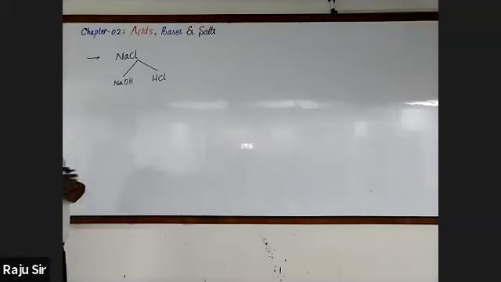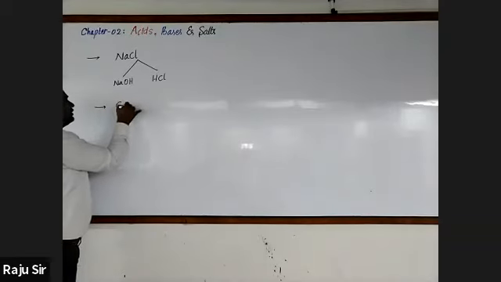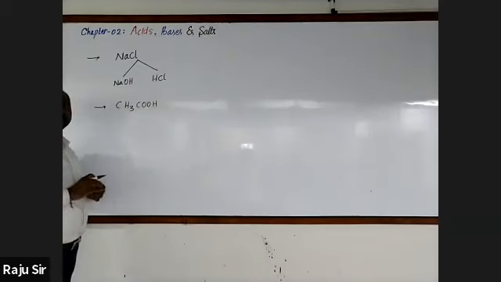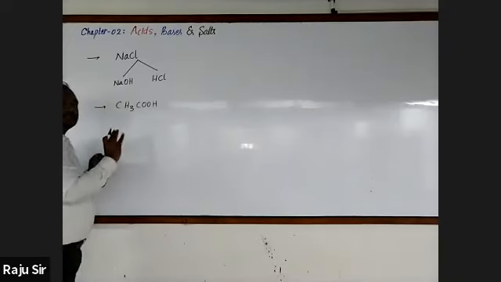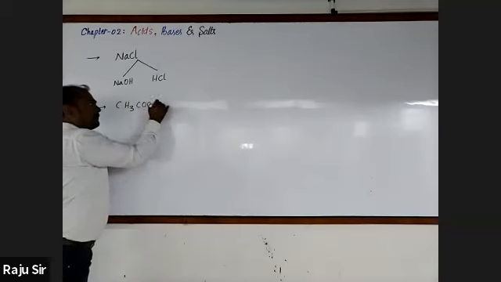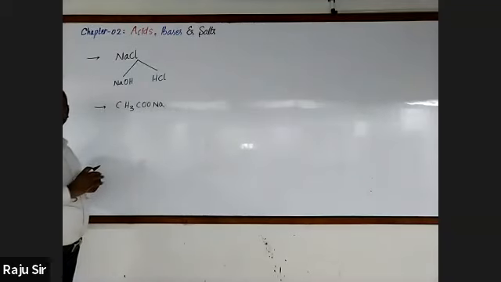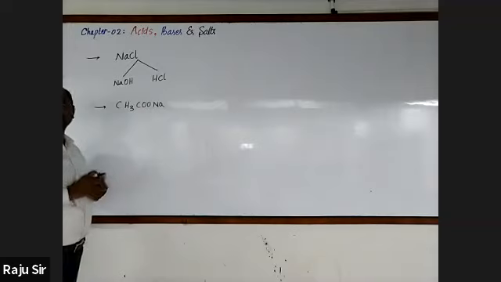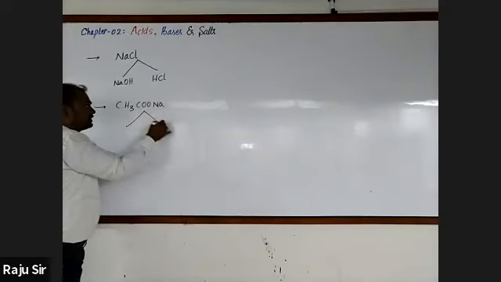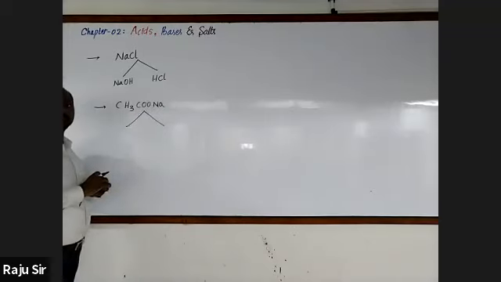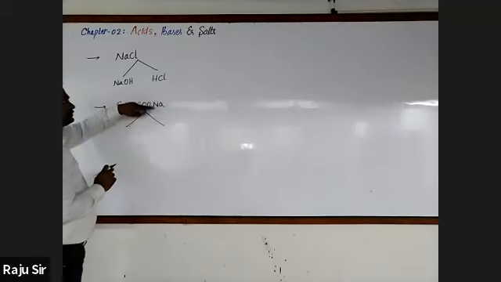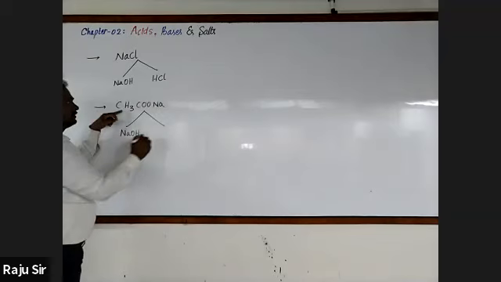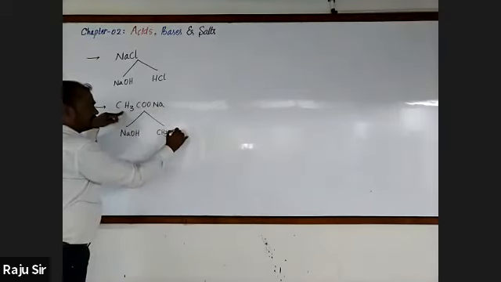If I go for taking another one, name this compound: CH3COOH, acetic acid. Now you tell me the next one, sodium acetate. Whether it is acid, base, or salt? It is a salt. Tell the acid and base from which the salt is formed. The base is sodium hydroxide, and the acid is acetic acid, CH3COOH.